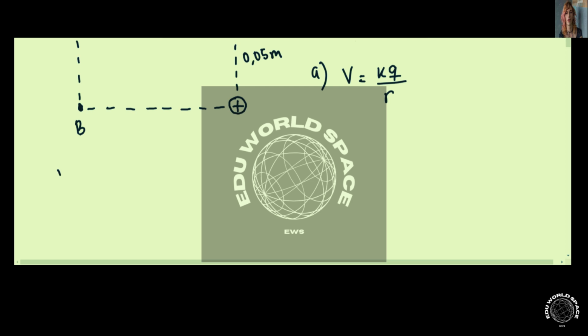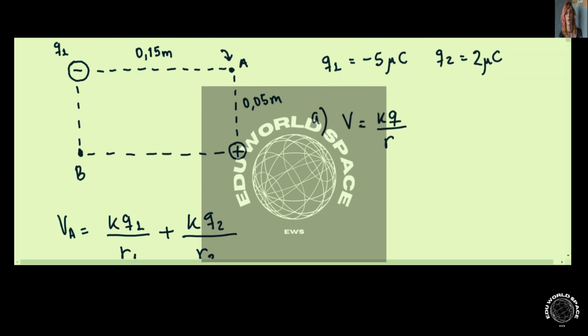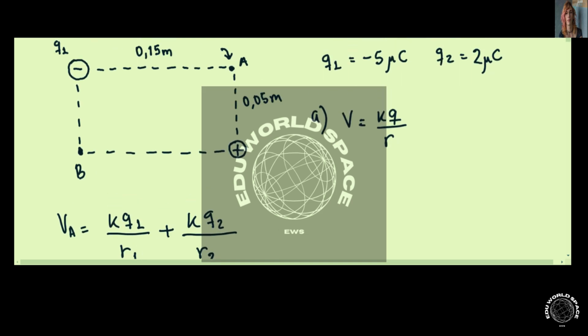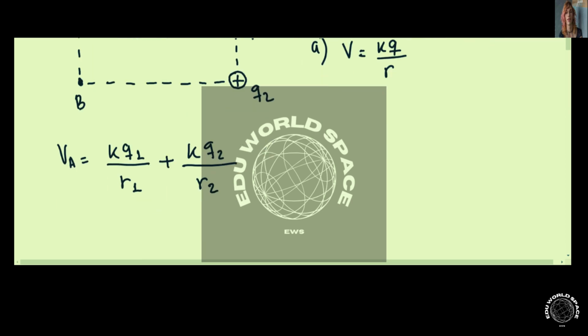So in this case, at position A, we will have the constant times Q1 over the distance R1, plus the constant times the charge Q2 over the distance R2. So we are going to call this Q2. This in here is R2 for this case, and this is R1. So what we need to do is just simply substitute all these values.